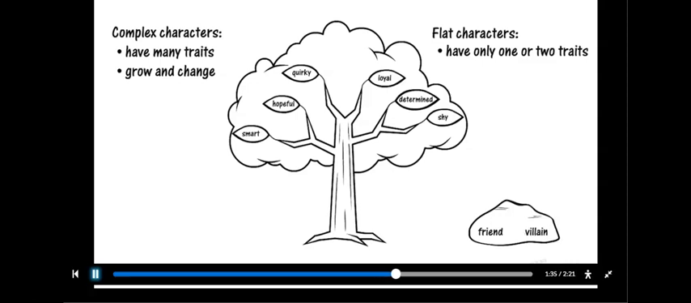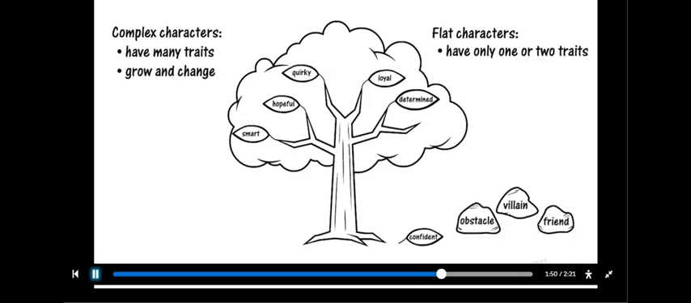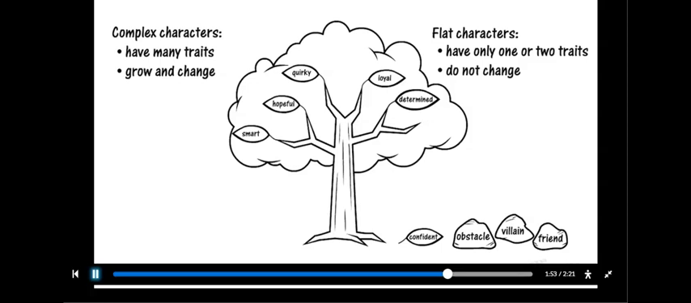A flat character can create an obstacle to the complex character's goal, such as overcoming shyness. The complex character overcomes the obstacles by learning to lose her shyness and become confident. You can have one big flat character, or there can be a few smaller flat characters, but none of them will change, and all of them are used only to advance the plot.